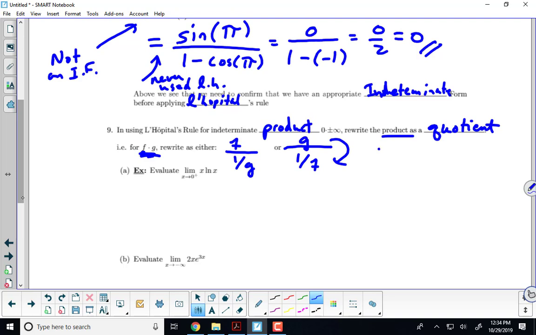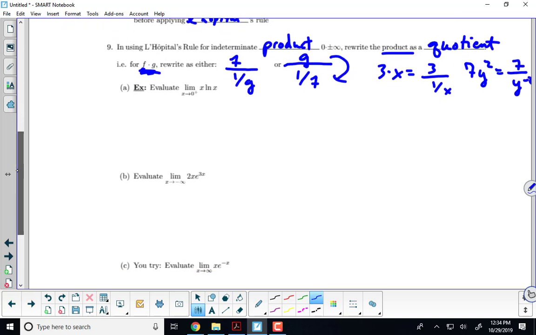That's just like if we had 3 times x, we could rewrite this as 3 divided by 1 over x, where I take the x down and invert it. Or if I had, say, 7y to the second power, I could rewrite that as 7 over y to the minus 2, taking it below the line and inverting it. So let's go ahead and practice that on example A here.